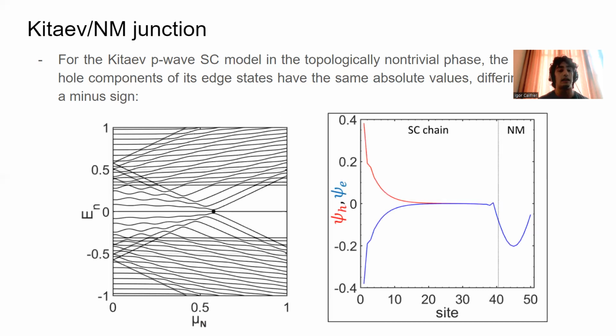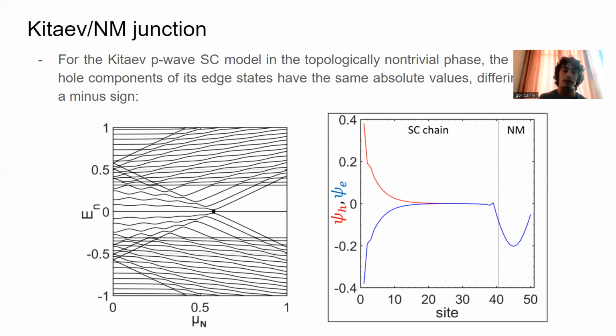Here is a plot of energy versus chemical potential of the normal metal in the junction. The state at zero energy is the Majorana mode. Here is the plot of the two components of this Majorana mode, marked as psi-e and psi-h, the spatial profile of the electron and of the hole component. You see that they have the same absolute value. On one side they differ by a minus sign, and on the other side they are the same. This property of the Majorana mode leaks even into the normal metal part.